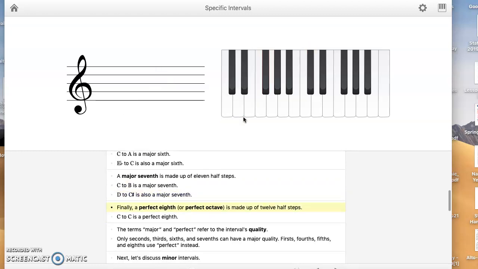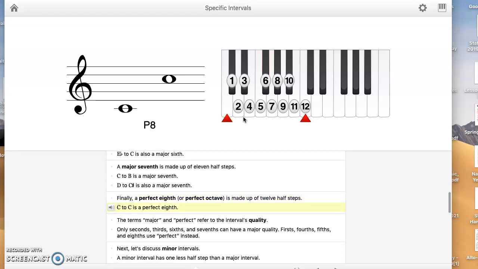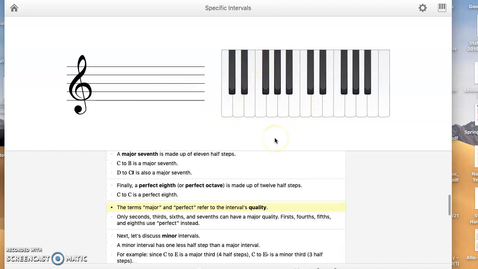Okay, and finally, a perfect eighth or an octave is made up of 12 half steps. You're playing a C, you're playing a C. The terms major and perfect refer to the interval's quality. Only seconds, thirds, sixths, and sevenths can have a major quality. Firsts, fourths, and fifths can only be perfect.